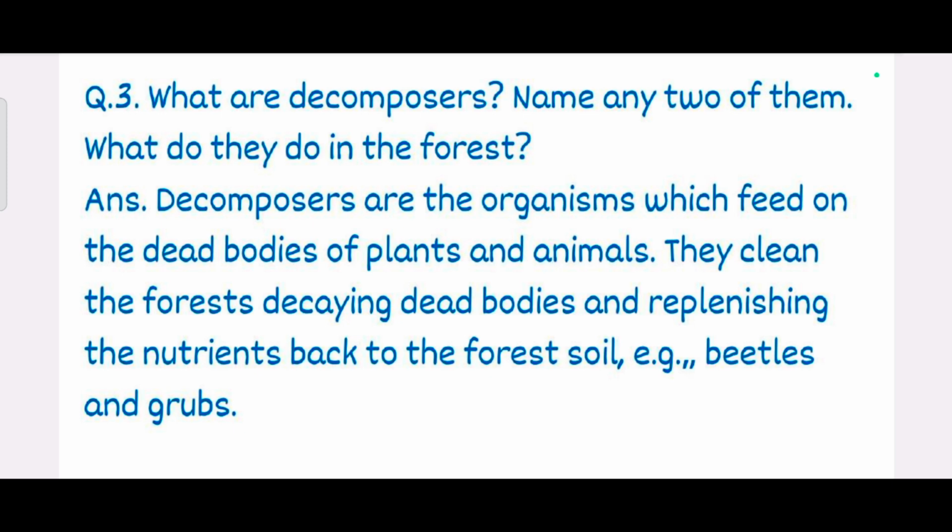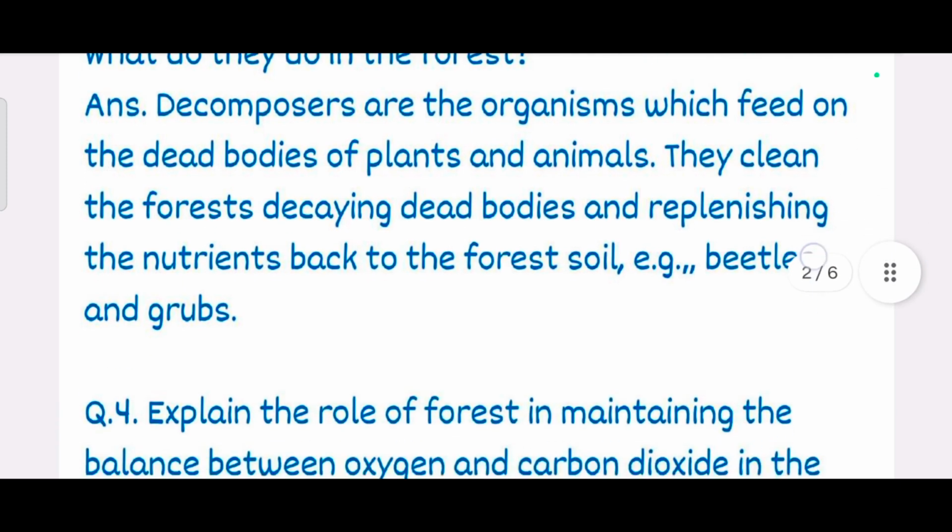Decaying dead bodies and replenishing the nutrients back to the forest soil. Example, beetles and grubs.